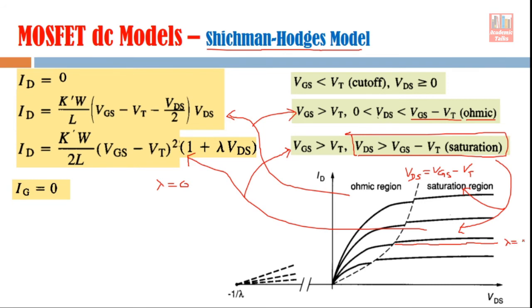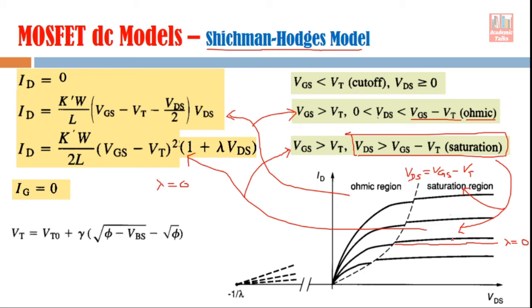But practically, if you draw the characteristics, you know that there is a small dependence of drain current on the drain source voltage. So lambda is not 0. Lambda is a very small value, and that small value appears here. That small multiplication factor with VDS makes the dependence on VDS very small, right? So you can see here that a small variation is always there.